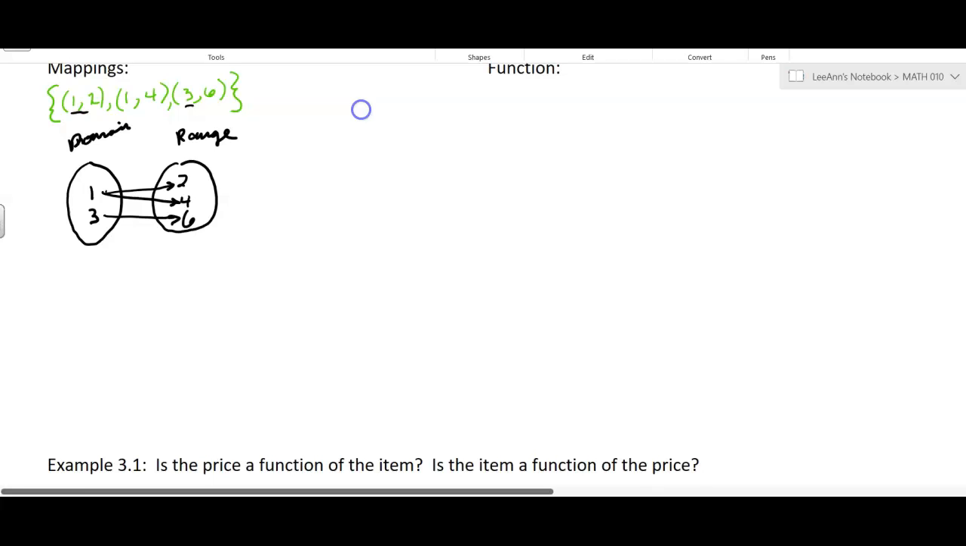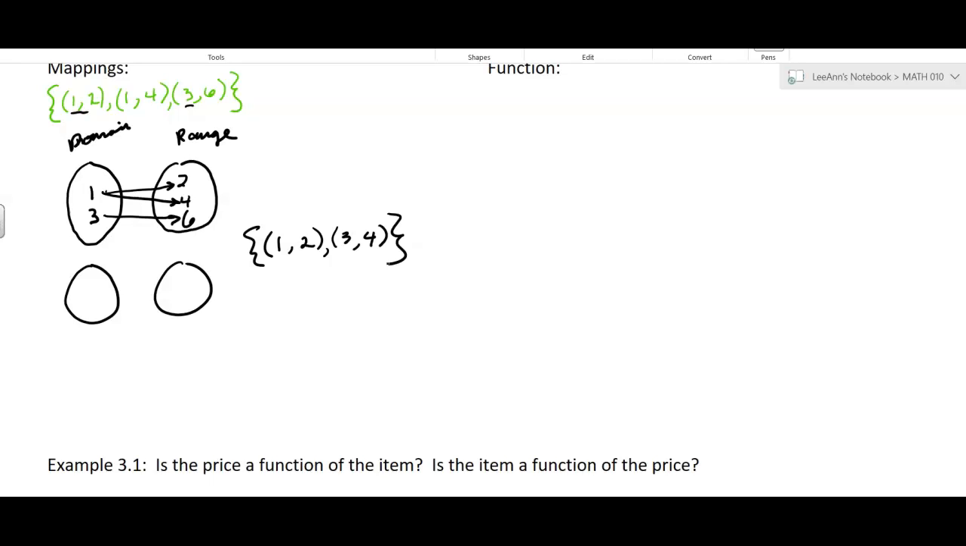I'm going to do another one. So let's say we have the set 1, 2, usually we put a comma between those, 3, 4. And so I'm not being super creative. And they don't have to be numbers. You can have other types of ordered pairs, like, you might be mapping a TV show to how much money they bring in from advertising or something like that.